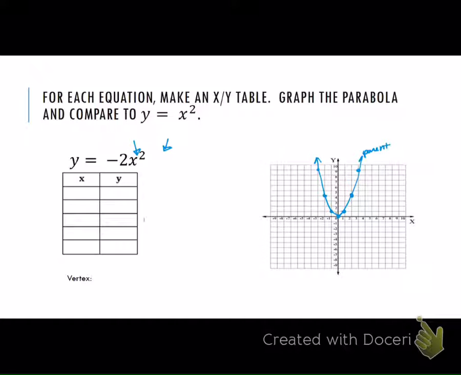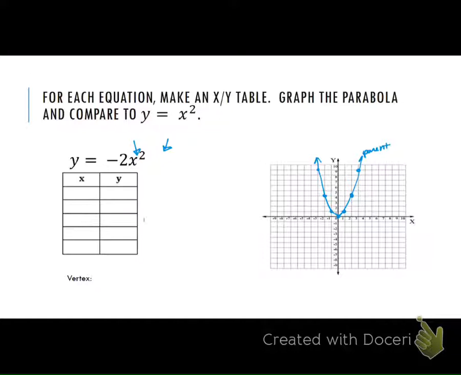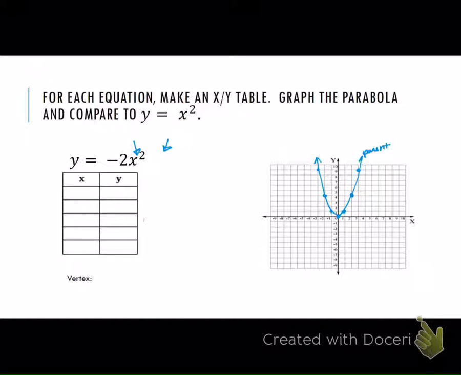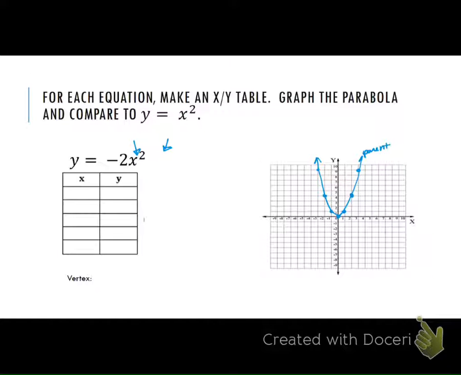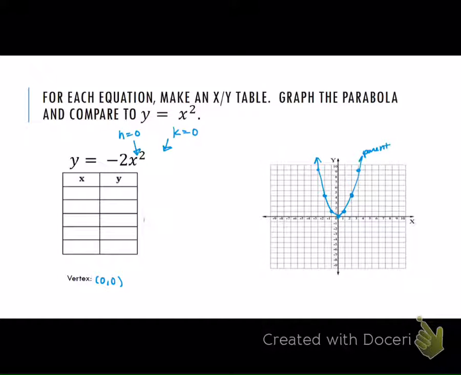It's opened up, starts at 0, 0, goes out 1, up 1, out 2, up 4, out 3, up 9. That's why we compare it to that every time, because it's the same thing every time. So we don't have to think about something changing. We'll just compare the other thing we change to it. Peyton, do you know where the vertex is on this one? 0, 0. So H is 0. There's nothing between. K is 0. So the vertex does not change its spot.